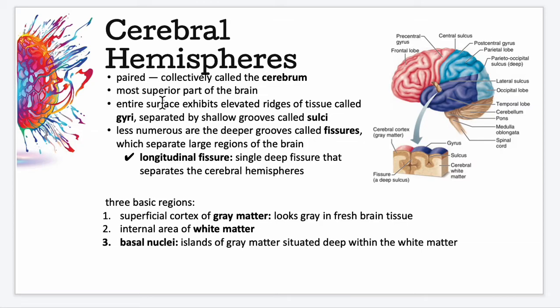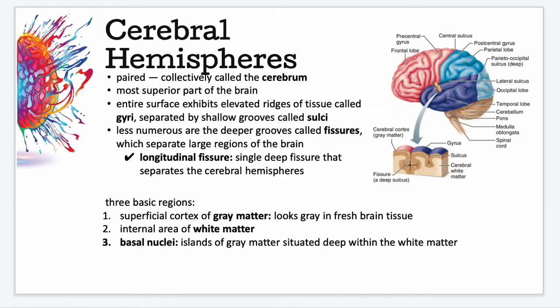The entire surfaces exhibit elevated ridges of tissue called your gyri. And they are separated by what looks like a canal, no? Shallow grooves called sulci. And we also have deeper grooves called your fissures. And those are the ones separating large regions of the brain. For example, the longitudinal fissure, right? That's the one separating the cerebral hemispheres.